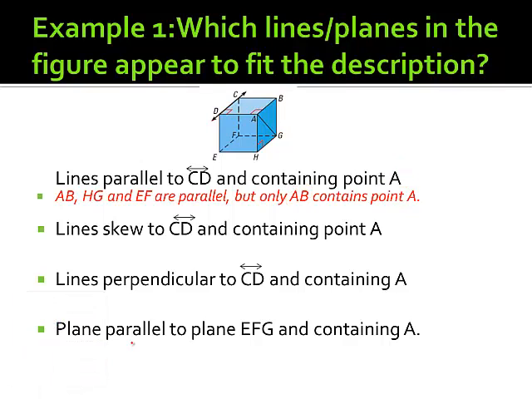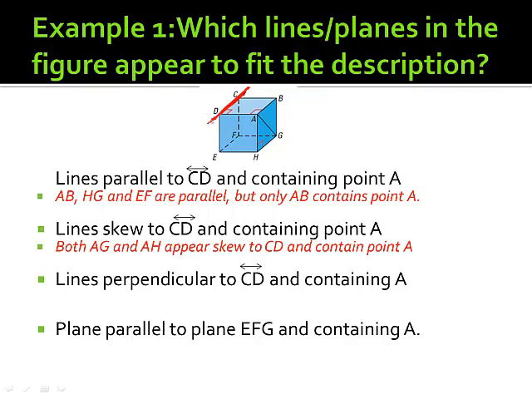Okay, lines skew to CD's line, so that'd be CD's line here again, skew, and containing point A. Well, again, containing point A, AG and AH are skew. Well, AG is this guy here, and AH is this guy here. And they both contain point A. So actually, both AG and AH are skew, and you can put the segment symbol as well for the proper notation.